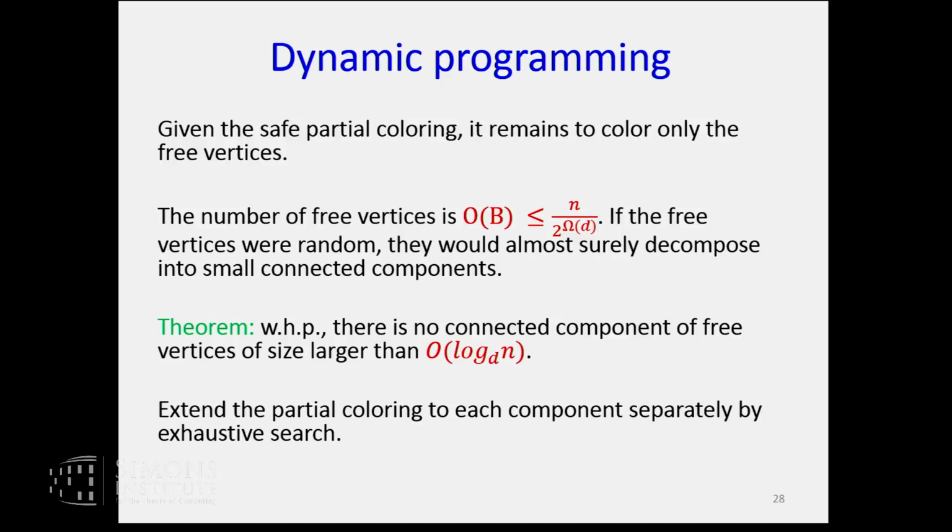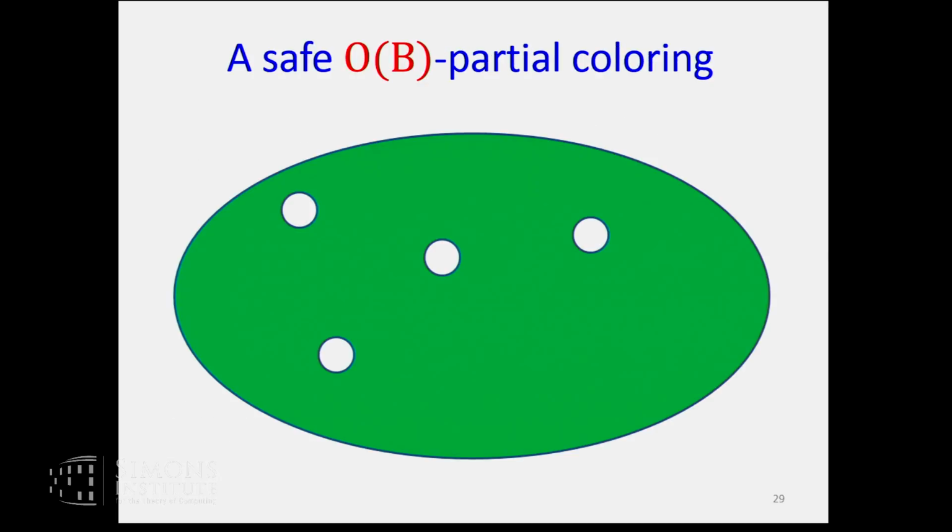So there might be a lot of vertices not colored, but the main theorem here is that if I look at the graph induced on just the vertices which are not colored, it decomposes into small connected components, each of size not larger than log n. And hence, on each component, I can do exhaustive search and color it, and it's isolated from the rest of the components. So I can eventually color the whole graph and complete the coloring. So this is a sketch of the algorithm of Alon-Kahale.